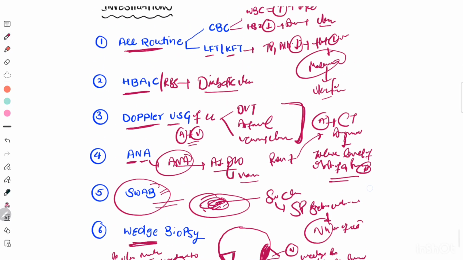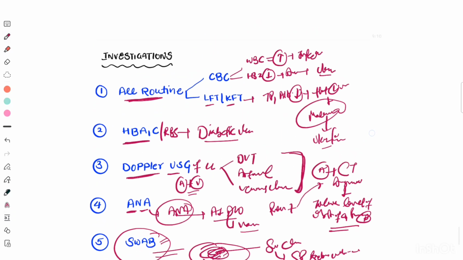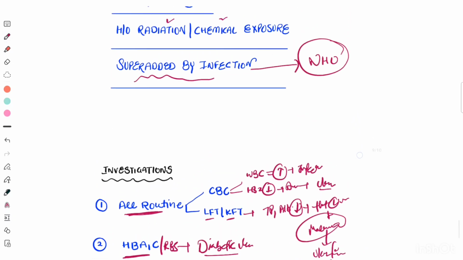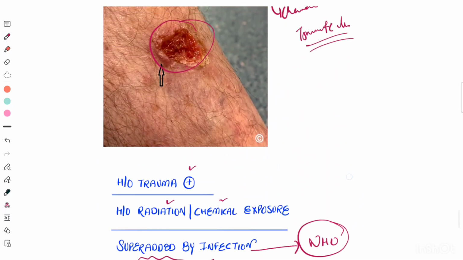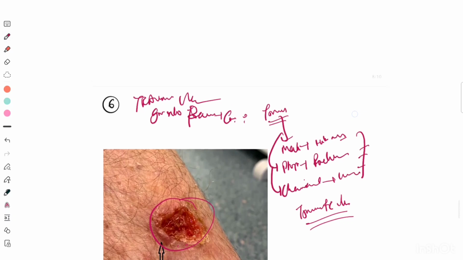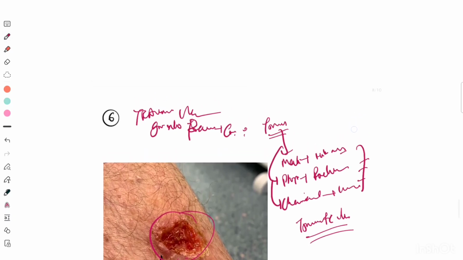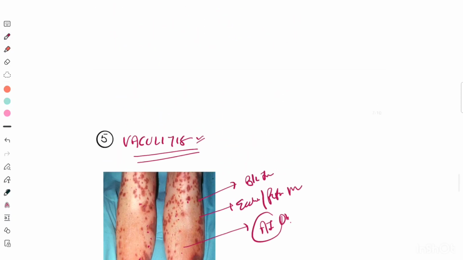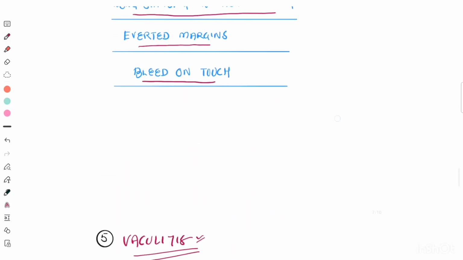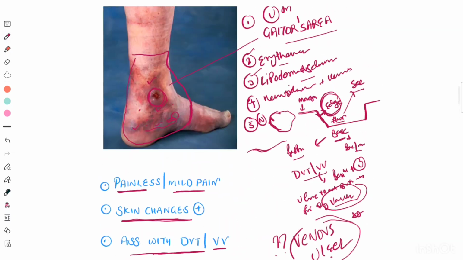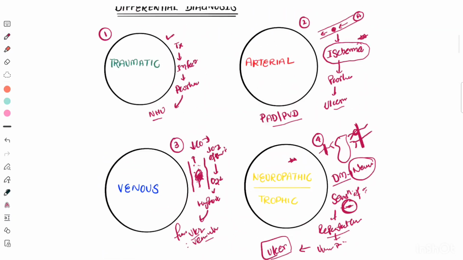So these are the clinical approach and the investigations you should do in a case of non-healing ulcer of the lower limb. So by clinical knowledge and with the help of investigations, you can accurately diagnose a case and know the etiology behind the non-healing of a particular ulcer. So this is all about the approach to a lower limb non-healing wound.